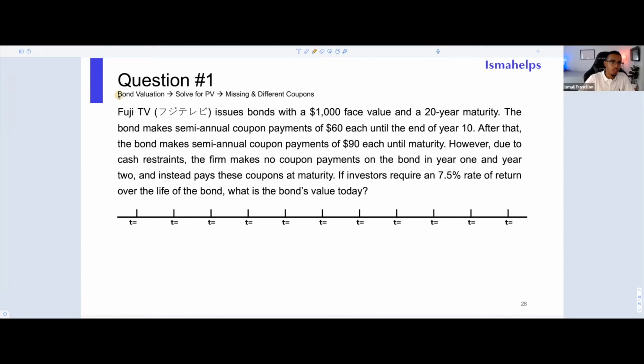The first question will touch on bond valuation, okay? And I was nice, so I kind of gave you what you should expect per question. So this one is a solve for present value, and it has two components. There are missing coupons, and then there are different coupons, okay? So you're going to have to keep that in mind as you do the question. So let's read it together.